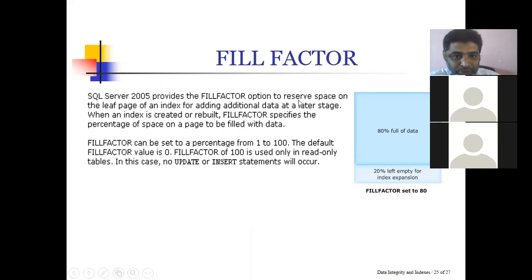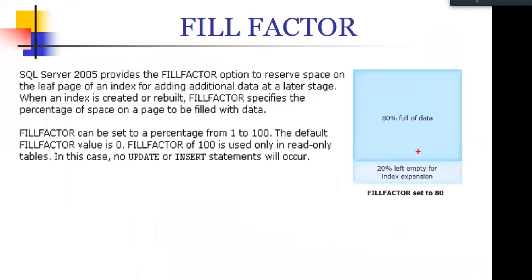Fill factor is an option to reserve space on the leaf page of an index for adding additional data at a later stage. When an index is created or rebuilt, fill factor specifies the percentage of space on a page to be filled with data. When you saw the architecture, we have a physical storage and a logical display for us. Physically, it stores in the form of files. Each file has information stored in the form of pages, like a book. One page is filled, then the second page. In the book, we have a header and footer section so that your notes look good, and you can use the header or footer space for additional remarks. Correct. The similar kind of thing here.